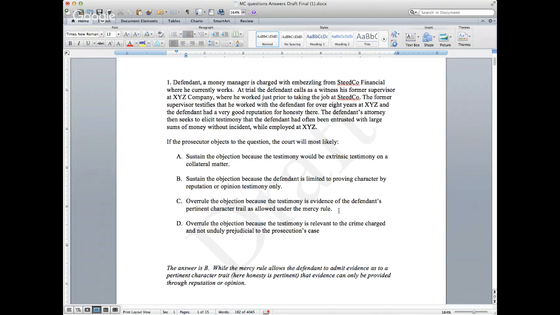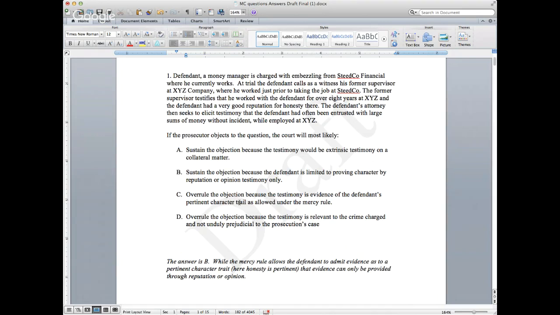For D, it says overrule the objection because the testimony is relevant to the crime being charged and not unduly prejudicial to the prosecution's case. But again, this is character evidence, asking about a specific instance of conduct on direct examination, which is not allowed under Rules 404 and 405 for methods of proving character. So the correct answer for one is A, because this is character evidence being offered for reputation and opinion, and they're asking about a specific instance of conduct, which is not allowed unless you're on cross-examination.